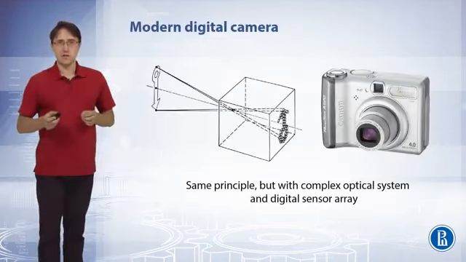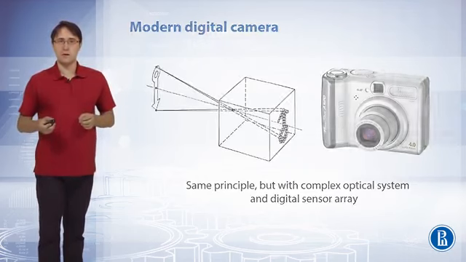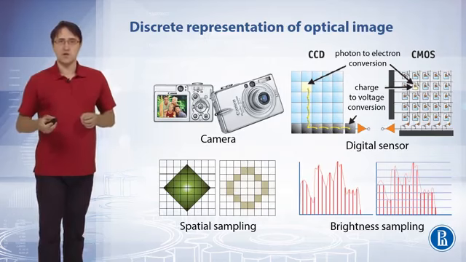A modern digital camera is based on the same principle as the pinhole model, but with a complex optical system and a digital sensor array instead of a white wall. The digital sensor array gives us a discrete representation of the optical image. First, spatial sampling is performed. The sensor array consists of a set of photosensitive elements on a rectangular grid. Each element measures the total light falling into it. So instead of a continuous representation of the optical image, we have only a set of samples on the grid.